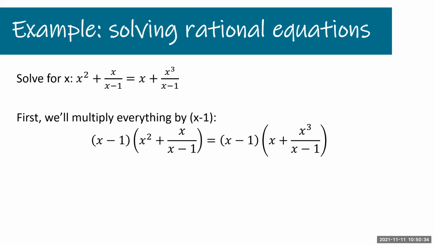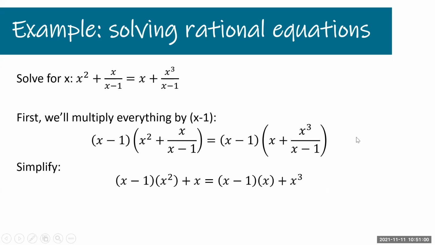So let's look at an example, okay? You may want to pause this and try, but otherwise you can just follow along. Here we want to solve for x, and (x squared plus x) over (x minus 1) equals x plus (x cubed) over (x minus 1). Notice that our fractions just have x minus 1 in the bottom. So the first thing we want to do is multiply everything on both sides by x minus 1. And we'll get rid of those fractions. So x minus 1 times that first piece and x minus 1 times that second piece.